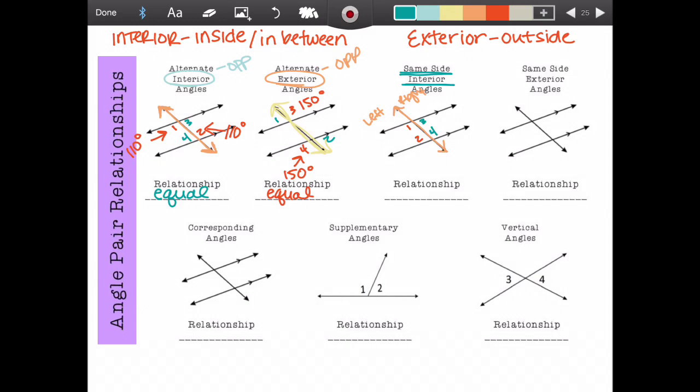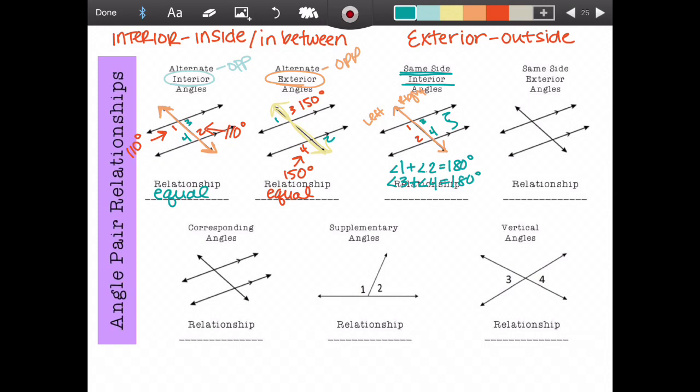Now, their relationship is a little bit different. In this case, if you take angle 1 and angle 2 and add them together, you're going to get 180 degrees. So let me change this to a plus sign. Here, angle 1 plus angle 2 are going to equal 180 degrees. Same thing for these two over here: angle 3 and angle 4 are going to equal 180 degrees.